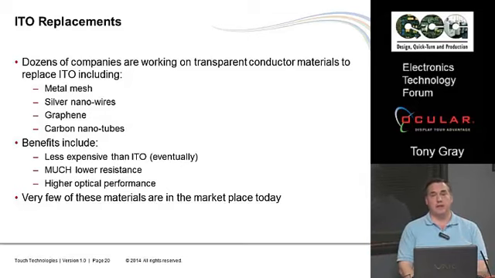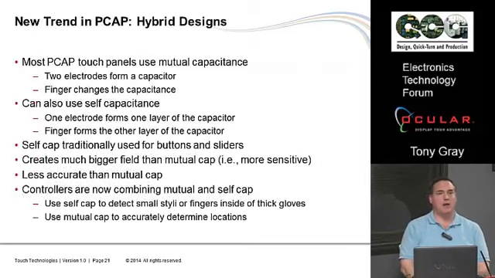And then with some of these, and again it depends on the technology, you also get higher optical performance. That really depends on what the material is they're using for conductor and how small it is. You generally have to have, for example, if you're using little pieces of metal or whatever, you generally want them to be less than a micron in size in order for them to not really be visible or have any impact on the user. And finally, as I already mentioned, very few of these are really available today. So you'll hear a lot about them, but there aren't very many products that are shipping with any of this stuff in it yet. One of the newest trends in Pcap is hybrid designs.